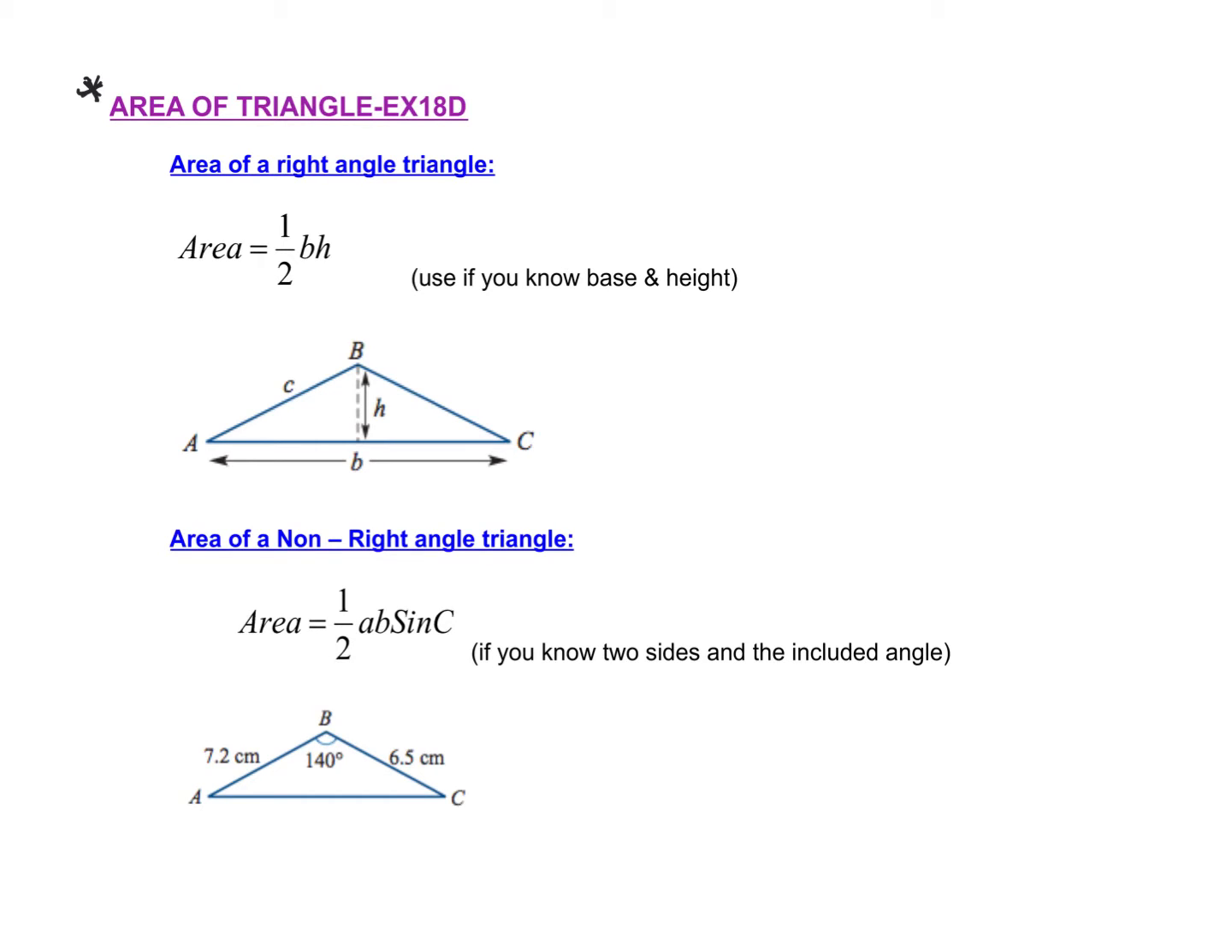Okay, so we're looking at areas of a triangle. Now, you've all done this first formula, the area is half base times height. So if they give you the base and they give you the height, you can use this formula. If you're given a right angle triangle, you can use that as your base and that as your height. So that's fine to do that one, okay?